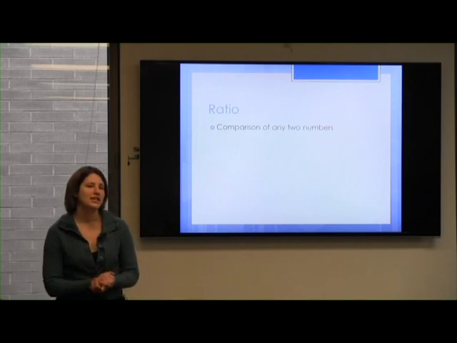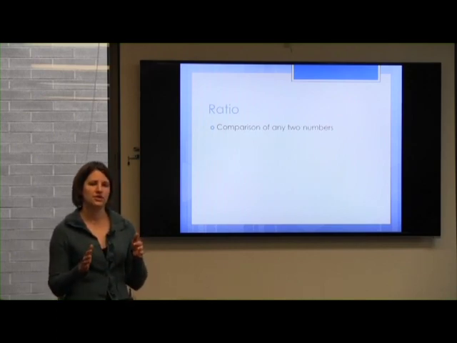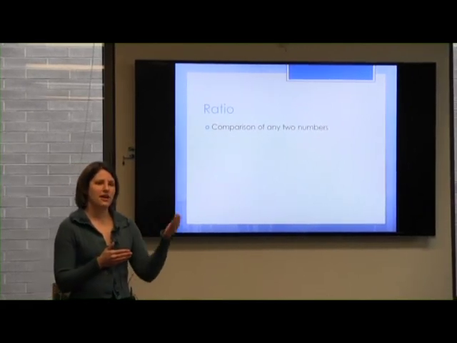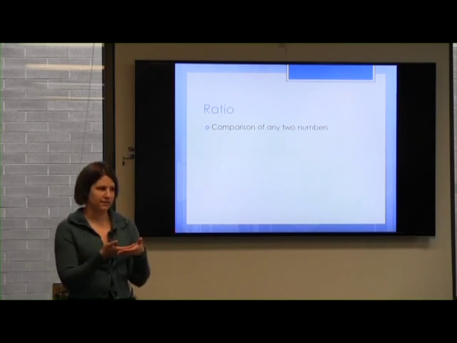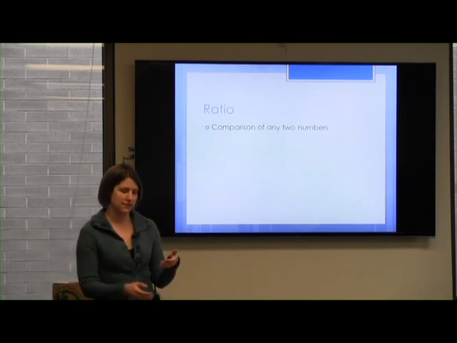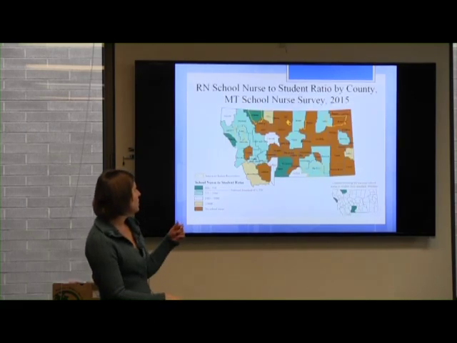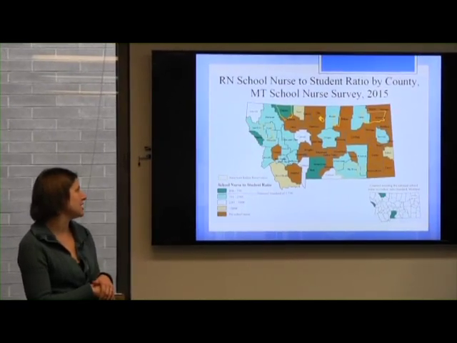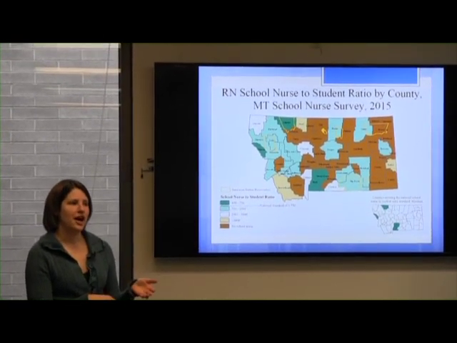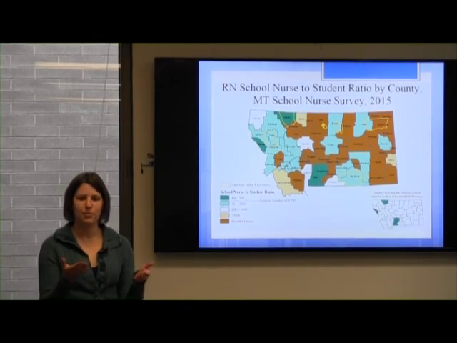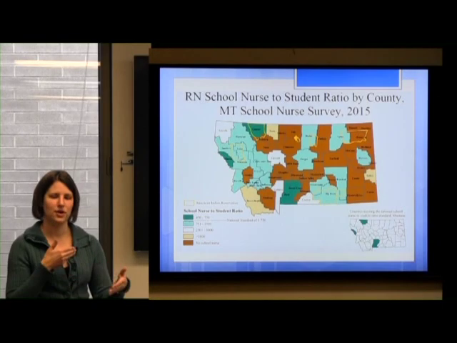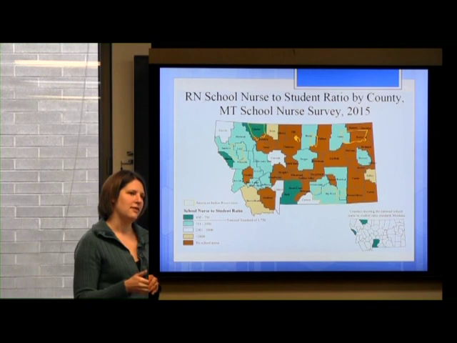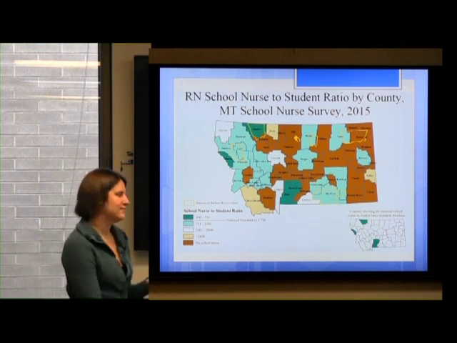So a ratio is a comparison of two numbers. You're saying how many of this compared to that, and they're not a part of each other. That's the important distinction for ratios. One example is here we have a map of the school nurse to student ratio by county in Montana. That's a thing where you want to know how many school nurses are serving the students, but they're not a part of each other. So it's a ratio. You can also have ratios of how many females to males. It's the same kind of thing. So that's ratios.